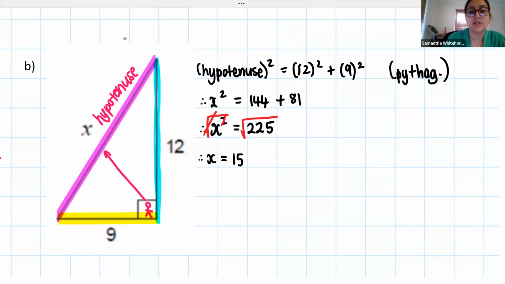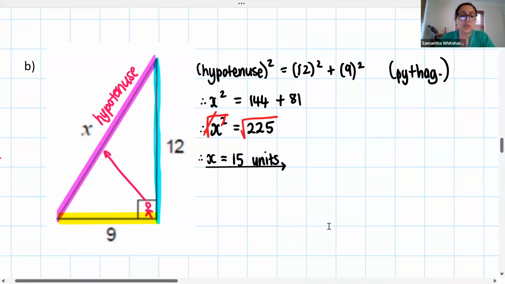Now again, remember, I don't know what these units are. So if we don't give you units, you literally just write units in your answer. It is some sort of length, so it has to have units attached to it. We just don't know what they are. So we just put units in our answer to show that we know that there is a unit of length. We just don't know what it is.